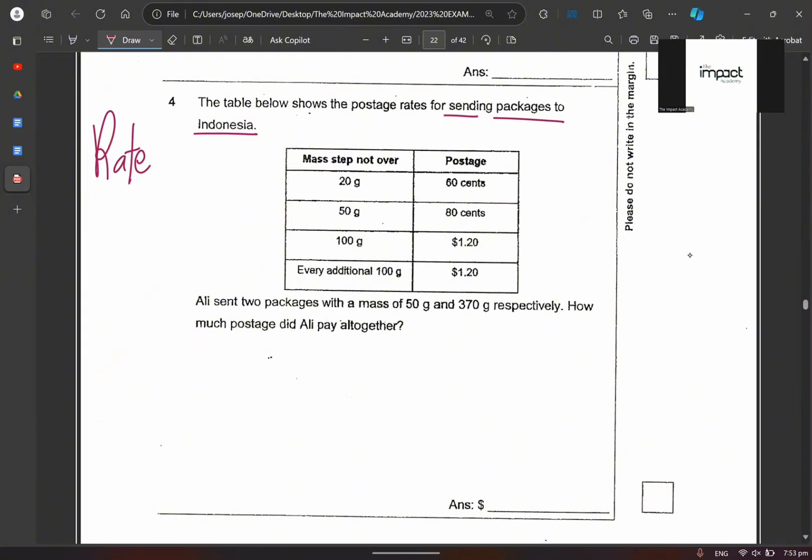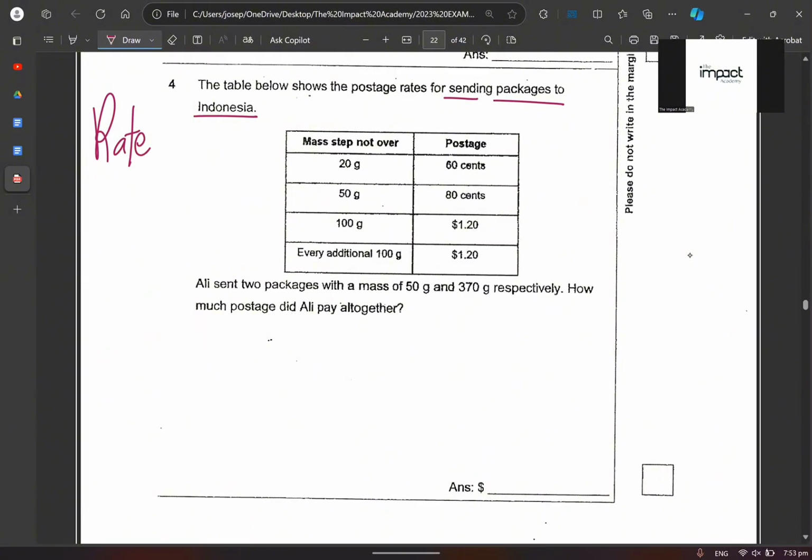Okay, so when you want to send something to Indonesia, you need to pay money, right? Of course. How can the person do it for you for free? So you went to SingPost, the postage service, and you say, hello, uncle. The uncle says, hello, boy. How can I help you? I want to send some things to Indonesia. Can or not? Can. This is our prices.